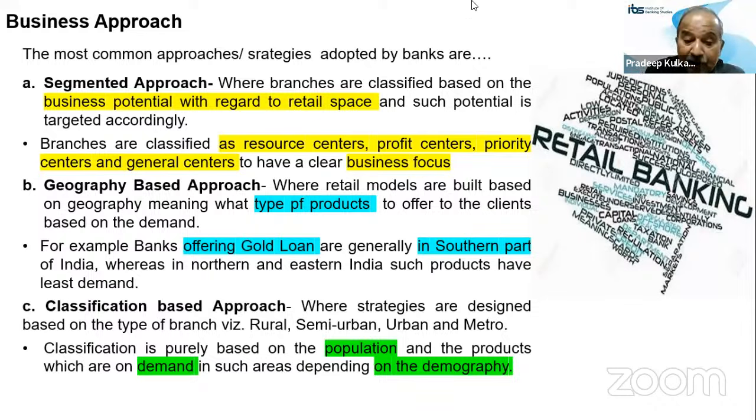But unfortunately or fortunately, the issue is not with the gold loan, not with the loan against jewelry. The issue is with the segment of people. For example, in the northern part of the country, pledging gold is assumed to be a matter of insult to the family. So nobody will come forward and pledge the jewels of their family members to raise a loan.